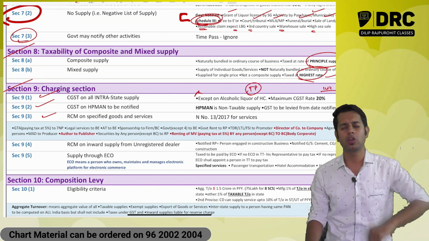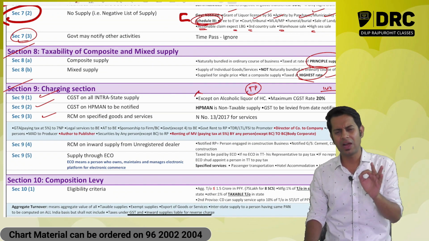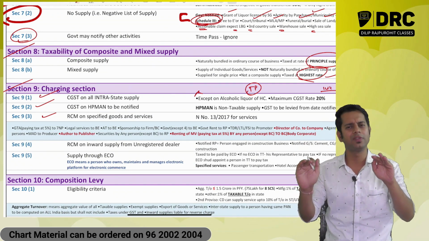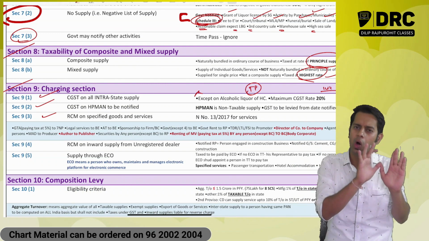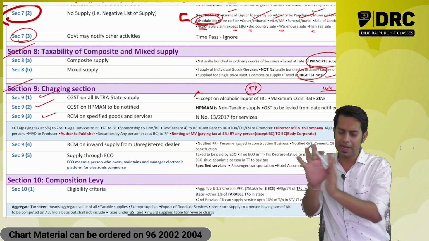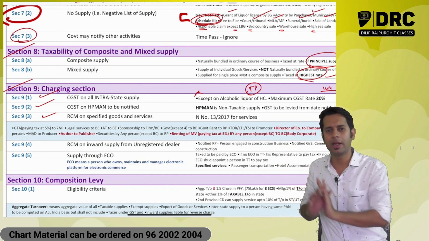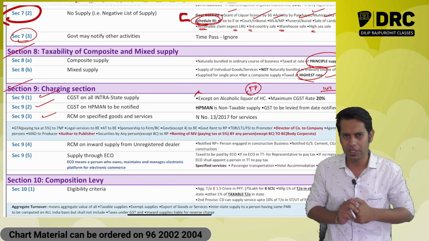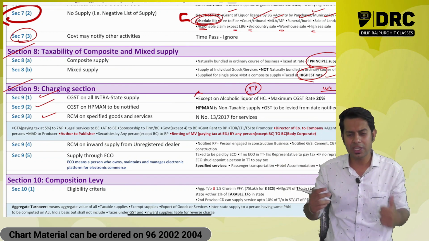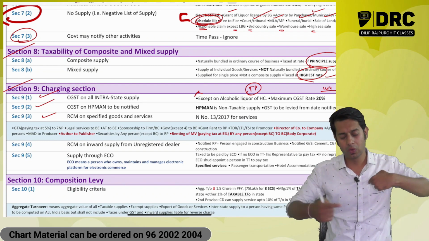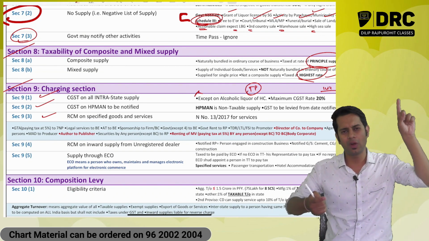Section 9 subsection 3 talks about reverse charge. There are a few goods and a few services which have been notified by the government. In case of these goods and services, the tax is required to be paid by the recipient under reverse charge. Actually, tax payment happens in 2 ways: forward charge and reverse charge. Forward charge means I am the supplier of goods or services, and I am the person who has to make the payment of taxes to the government.